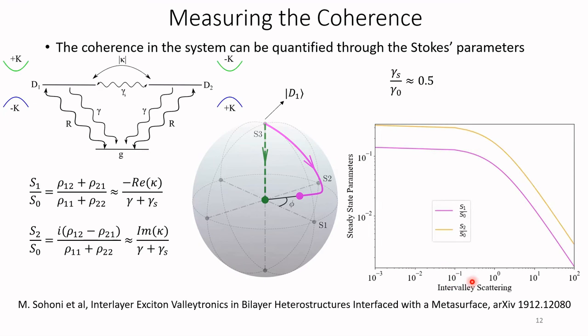As you can see, and which is pretty intuitive also, a large intervalley scattering rate will kill the coherence, or the values of the Stokes parameters. So ideally we want to operate at less than a normalized intervalley scattering rate of 1. And interlayer excitons provide just that. They're about 0.1 to 0.5, on the order of that, so somewhere here. That's still a pretty good area to be in compared to intralayer excitons, which were here.